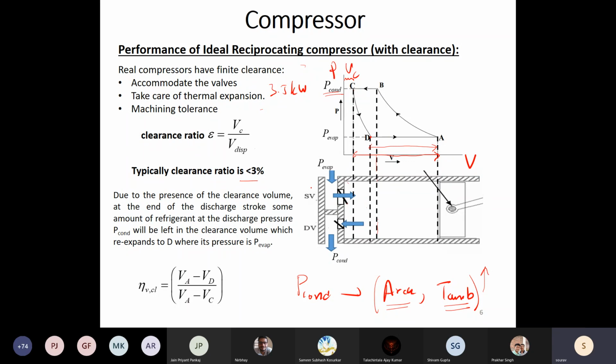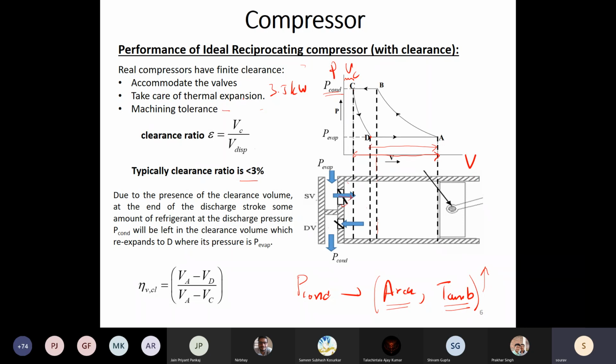And why do they have to provide it? First of all, you have to accommodate the valve, because this suction valve will open inwards. It requires some displacement, so some volume it will take away. Second, we have to take care of the thermal expansion of the piston cylinder, so we provide some additional clearance for that. Machining tolerance.